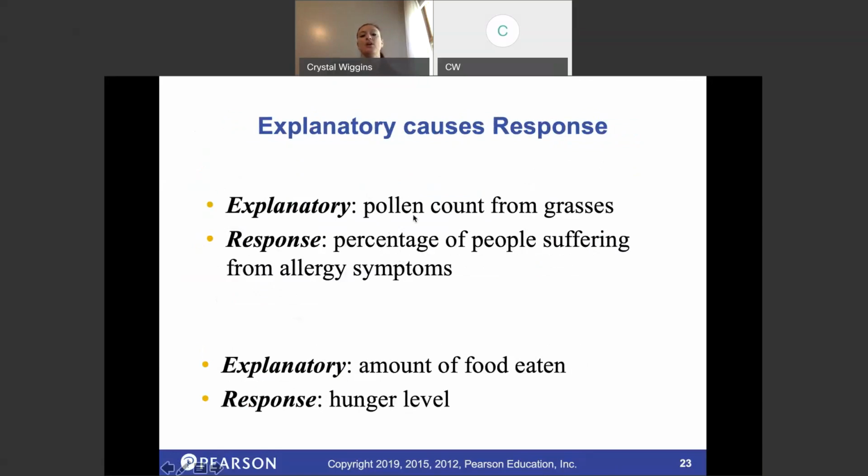Yes, there might be a cause and effect relationship. Typically, people who are suffering from allergies are directly affected by the amount of pollen in the air. So this could be a cause and effect relationship. Same with the amount of food that you eat and the hunger level. The more food we eat, the less hungry we are, negative correlation. The less food we eat, the more hungry we are, still a negative correlation, and this is a positive correlation with the pollen and people suffering from allergies.